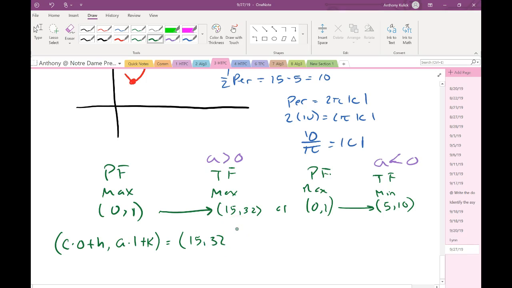Now, do I care about what's going on with the k? Not a lick. All I really care about is the x part, which tells me h is 15. If I do the same thing over here, hopefully you guys won't find it hard to believe that h is 5.